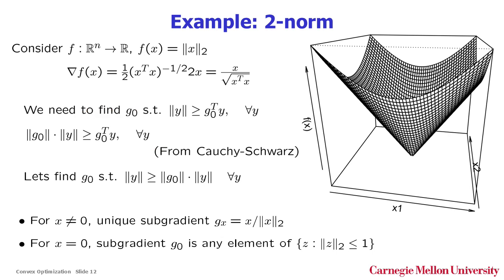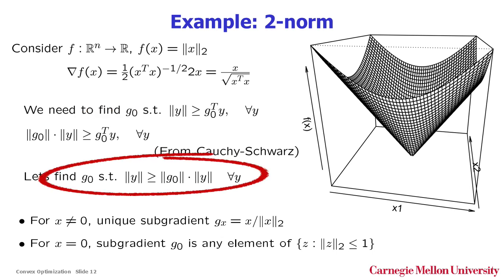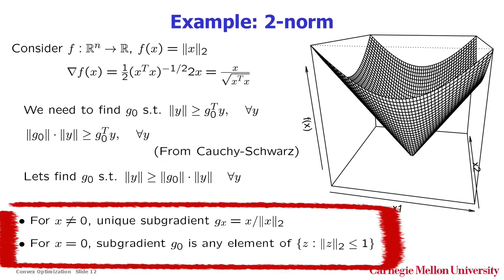Therefore, our goal is to find those g0 vectors with which the norm of y is at least as big as the norm of g0 times the norm of y for all y. This implies that when x is 0, this subgradient g0 could be any vector with norm less than 1. This is the unit ball. To make the proof more formal, we just have to verify that indeed all of these vectors are subgradients and there are no other valid subgradients.